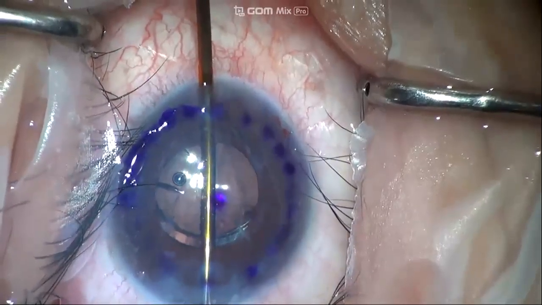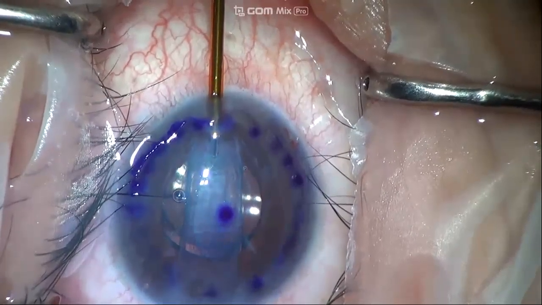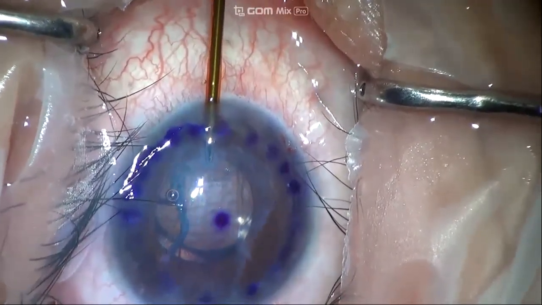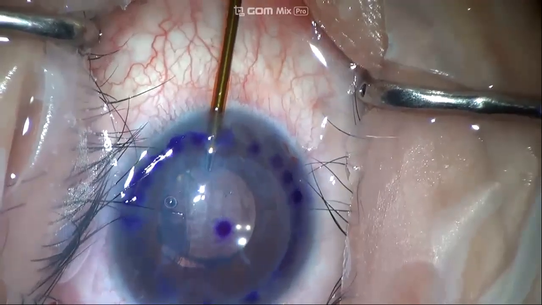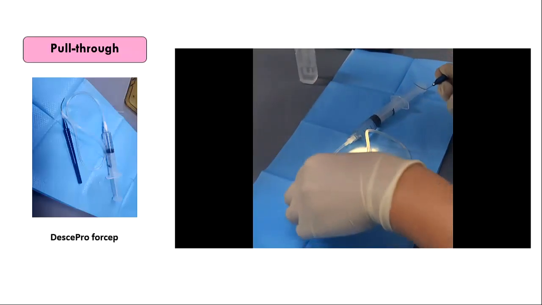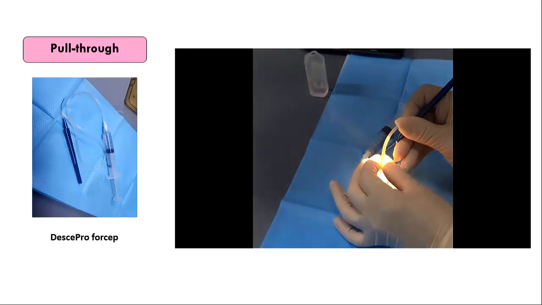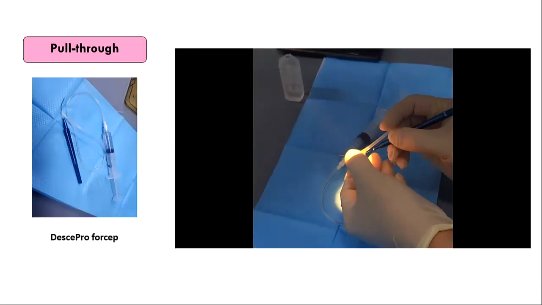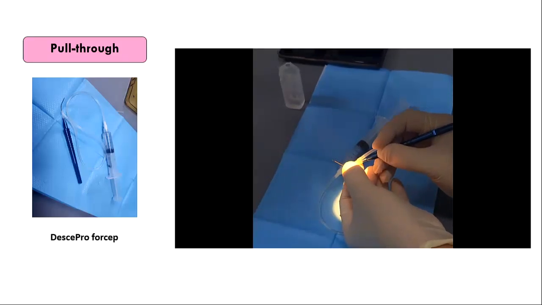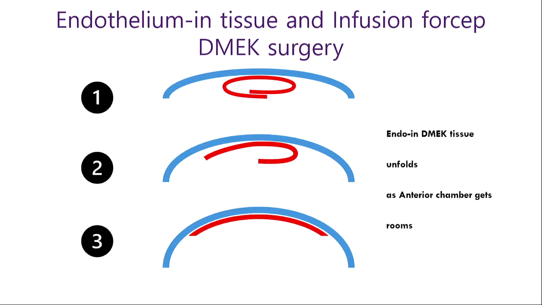When I do DMEK or DSO surgery, I use this kind of infusion forceps. That will be of interest later in this presentation. I successfully did the PACO and the DMEK surgery here. To use a pull-through technique in DSO or DMEK, the infusion forceps is used in my surgery. I would like to introduce it shortly. Prior to the surgery, connect the forceps to the infusion line with a BSS-filled syringe like this. In DMEK, the endothelial tissue unfolds as the anterior chamber gets loosened as BSS goes through the infusion forceps.